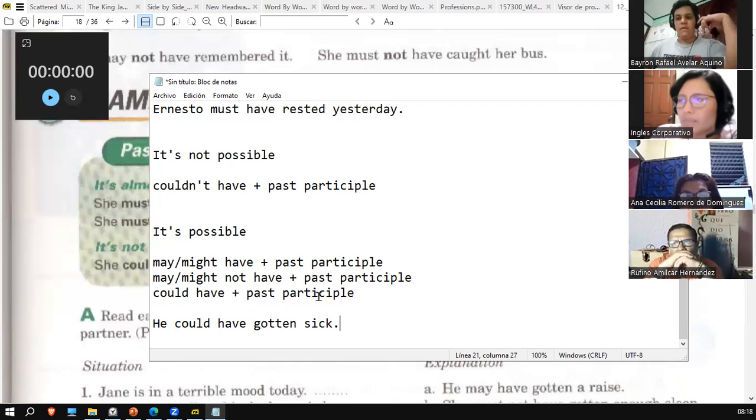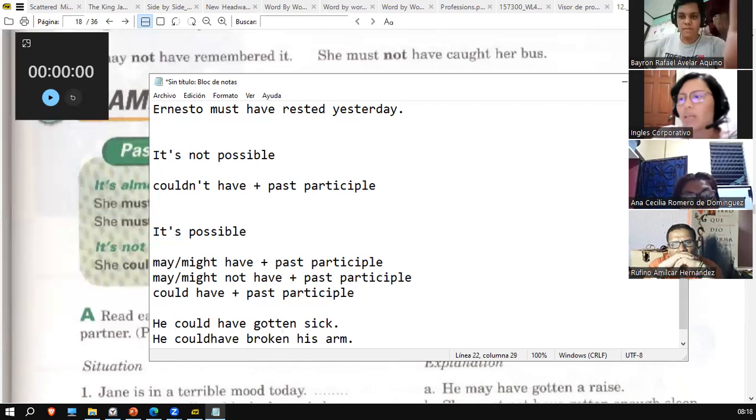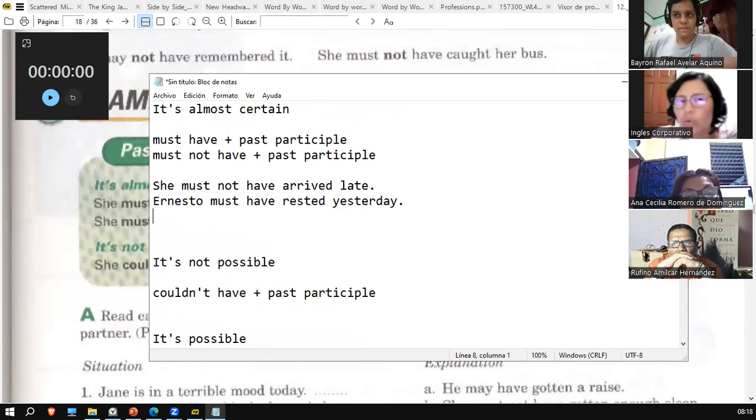He could have broken his arm. Okay, muy bien. He could have broken his arm. And I must have had an emergency. I or he, or someone else?